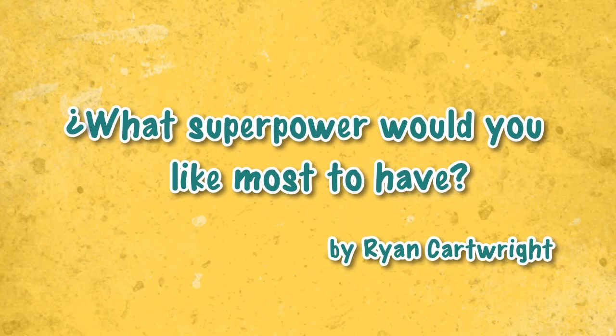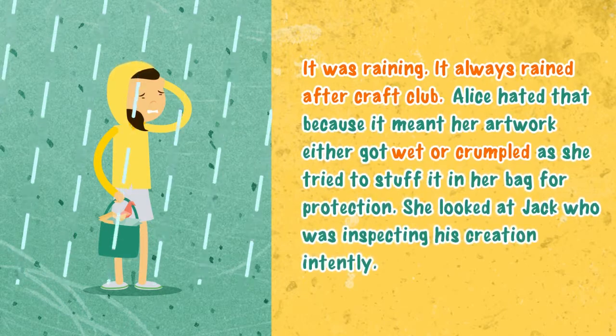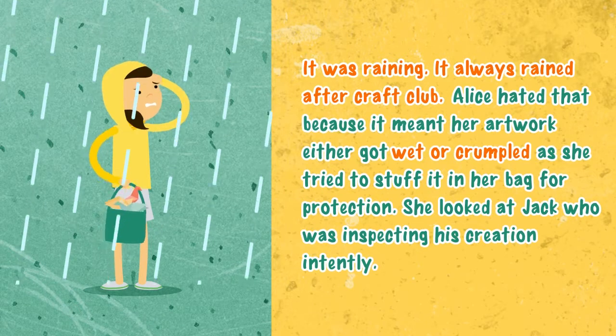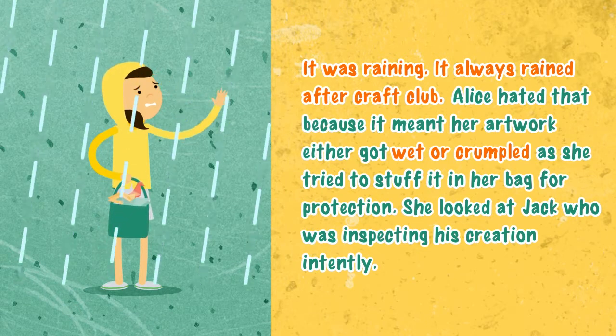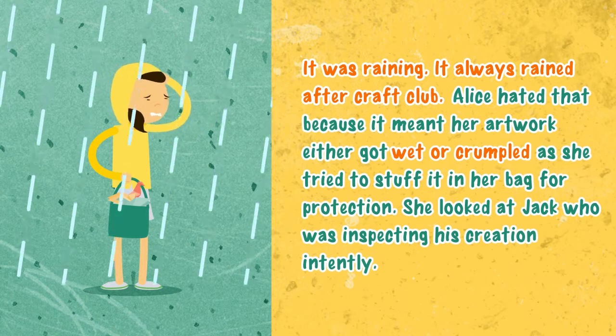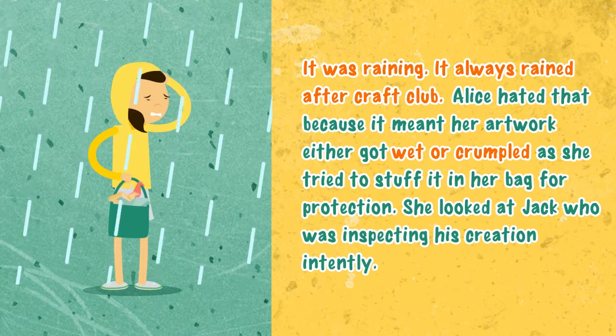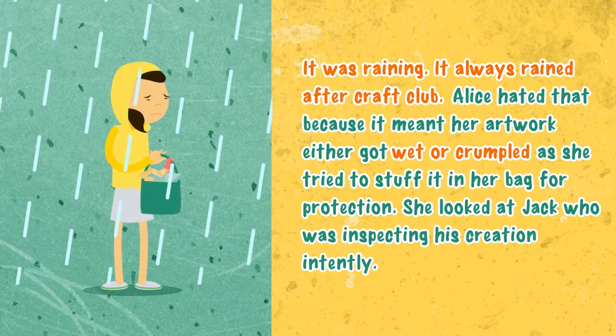by Ryan Cartwright. The story says, "It was raining. It always rained after craft club. Alice hated that because it meant her artwork either got wet or crumpled as she tried to stuff it in her bag for protection. She looked at Jack, who was inspecting his creation intently."